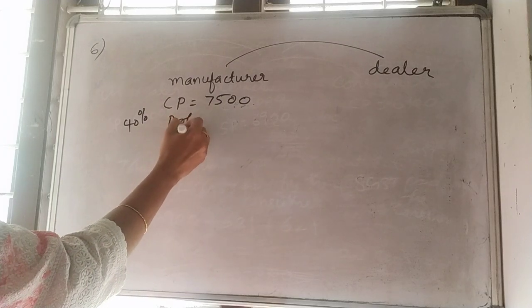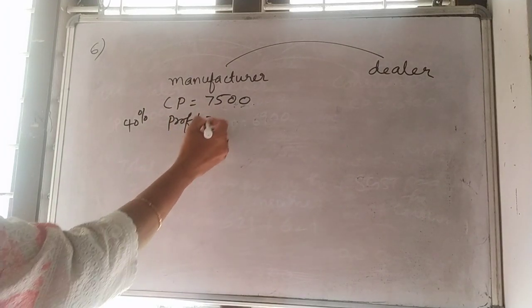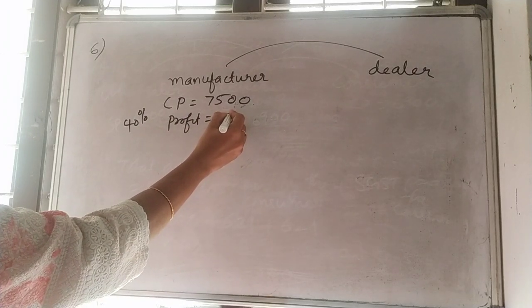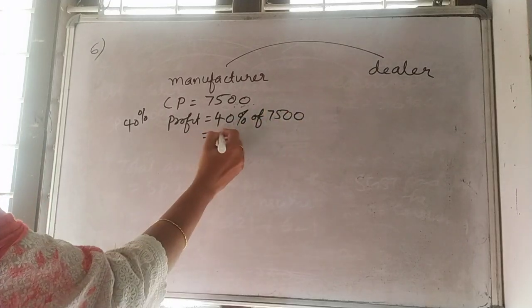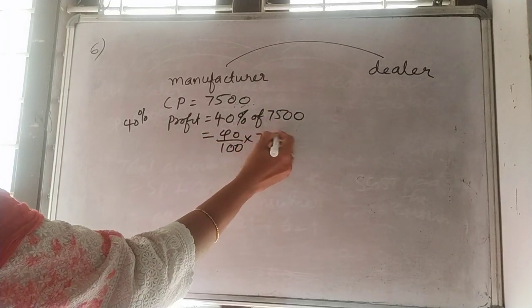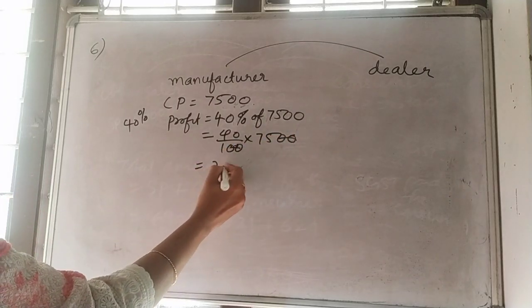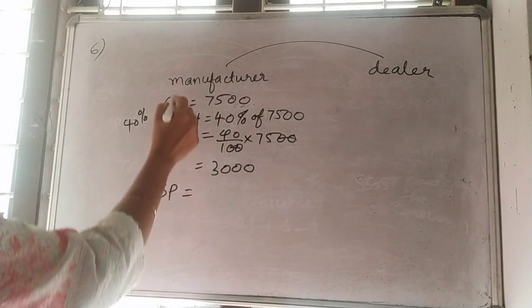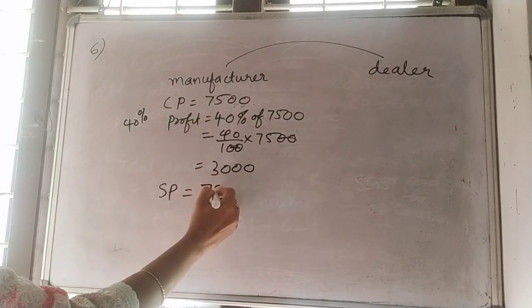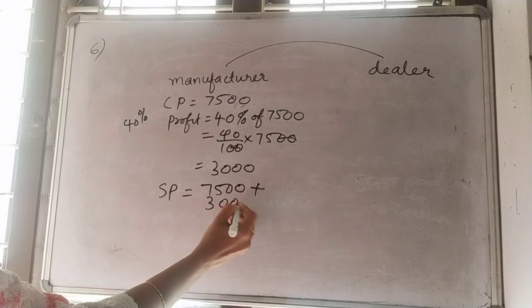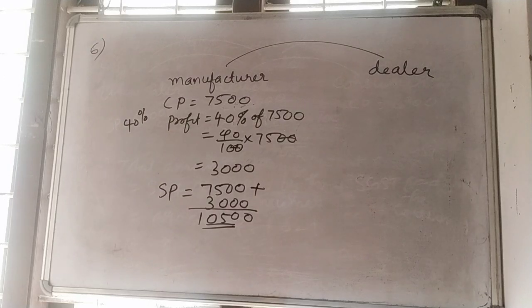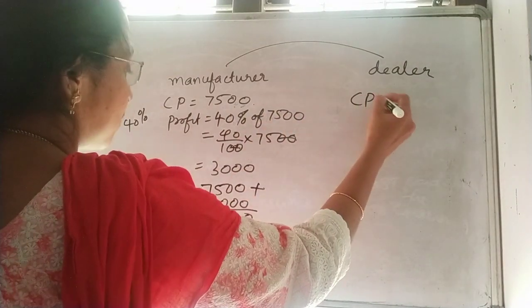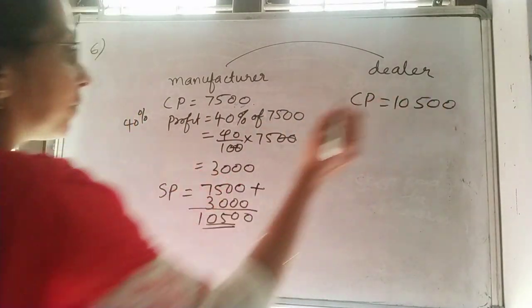So profit will be 40% of 7,500, that is 40 by 100 into 7,500, which will be 3,000. So what will be the selling price? Selling price will be cost price plus profit. So 7,500 plus 3,000 is 10,500, which will be the selling price of the manufacturer. So that will be the cost price of the dealer: 10,500.